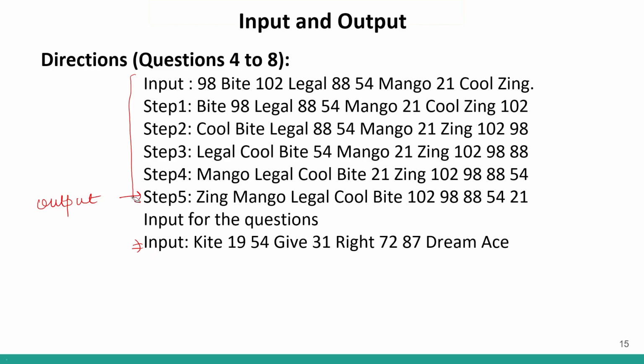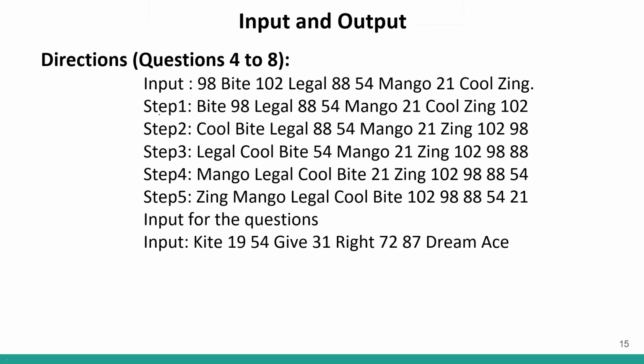So what we will do is first find the logic in this illustration, in this particular arrangement. First we will find the logic, and based on the same logic we will find the output of this input. So let us look over here. Input is 98 byte 102 legal 88 54 mango 21 cool and zinc. This is your input.